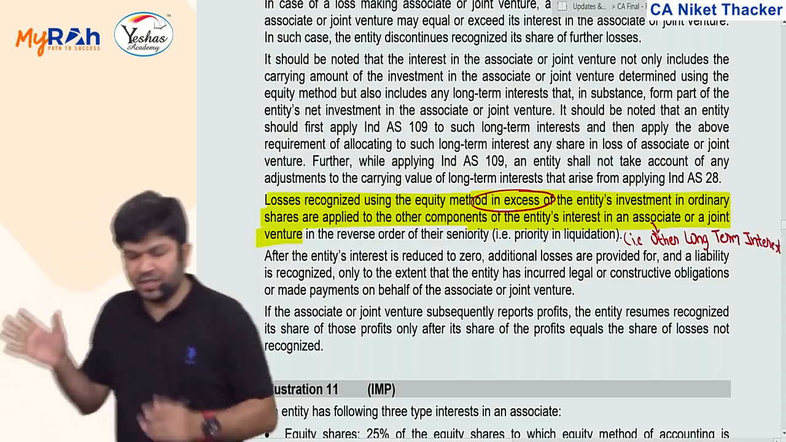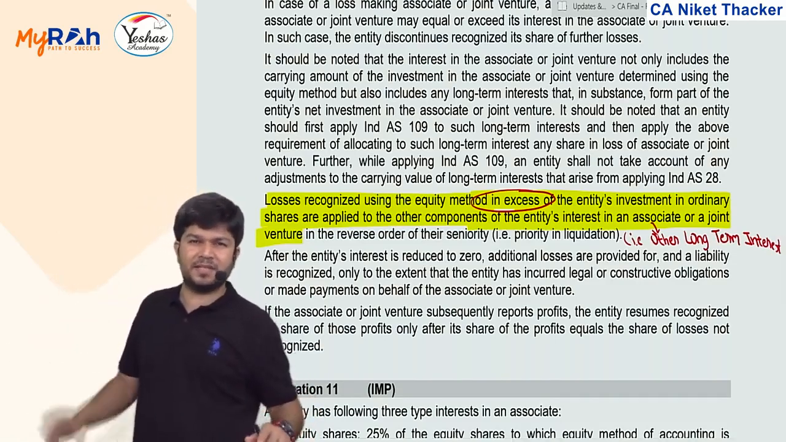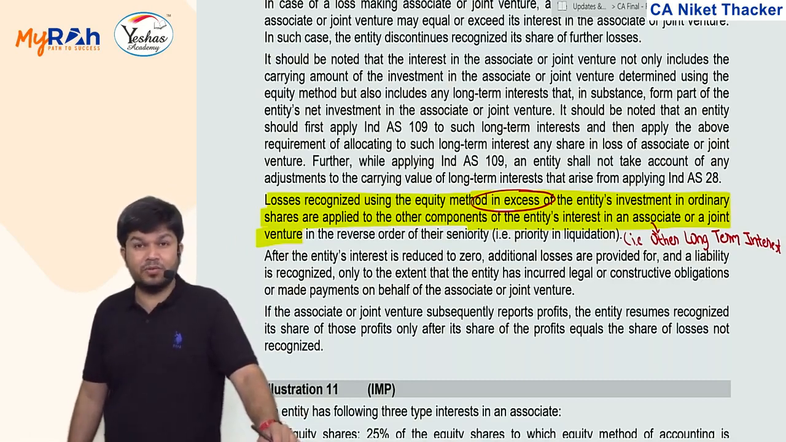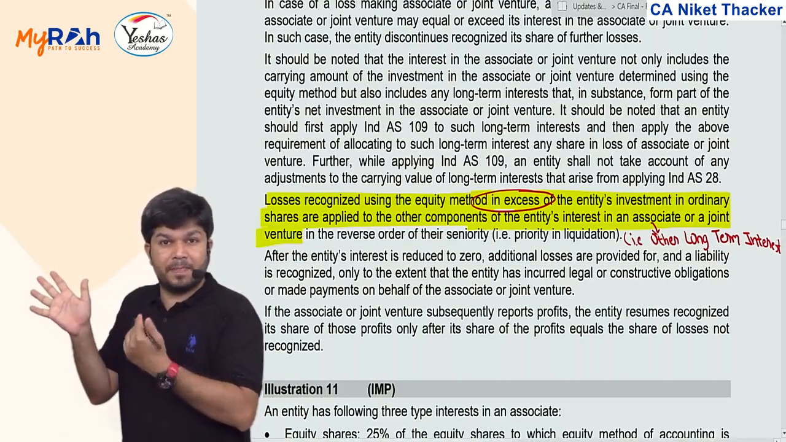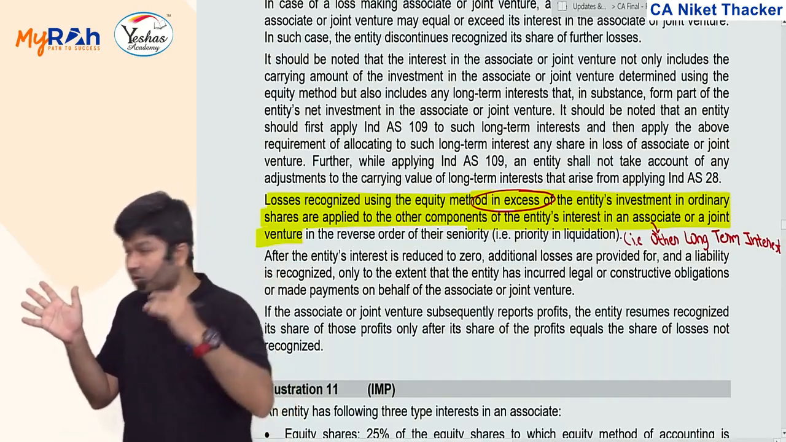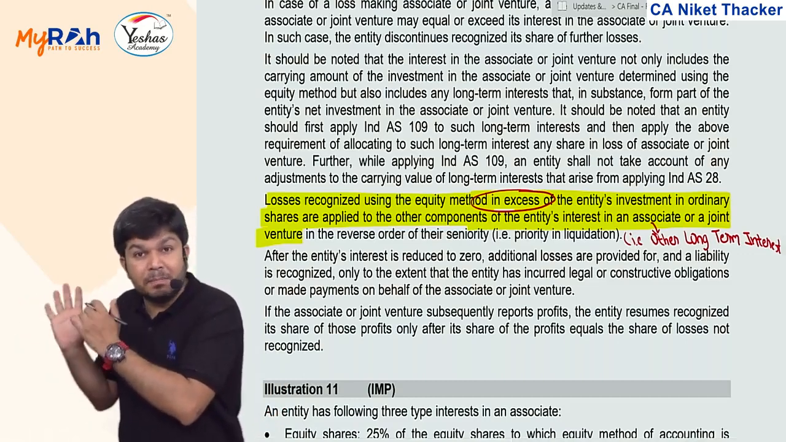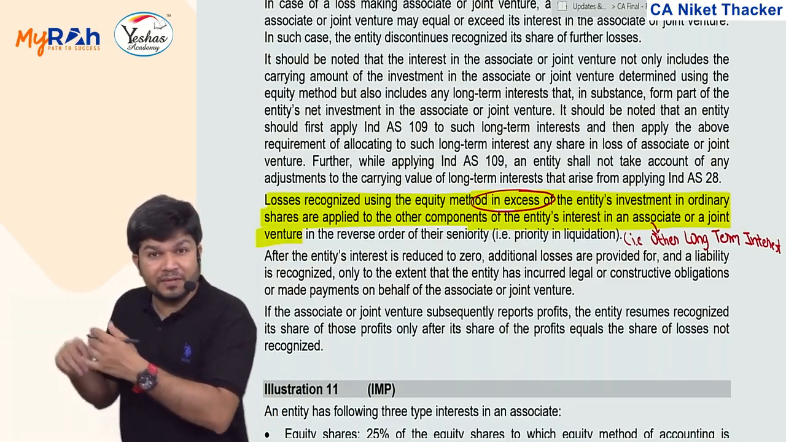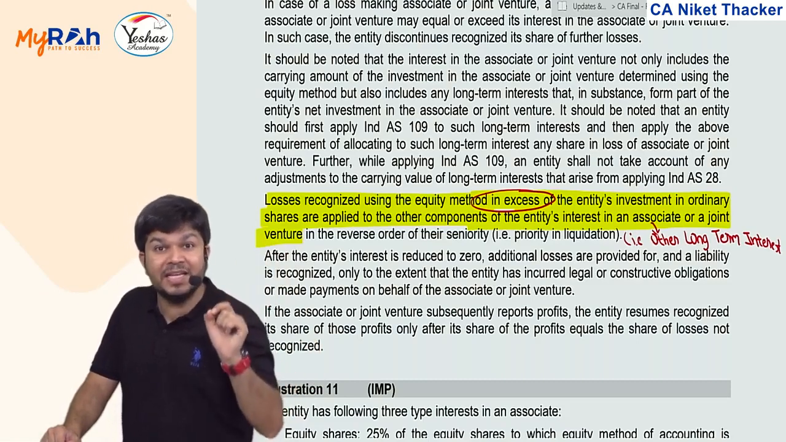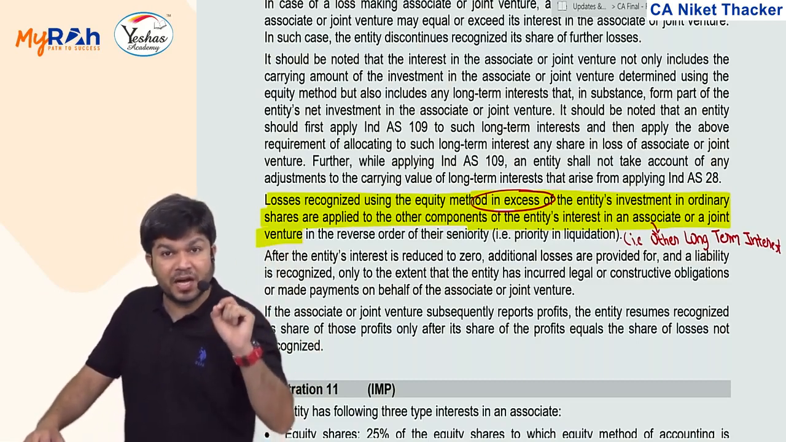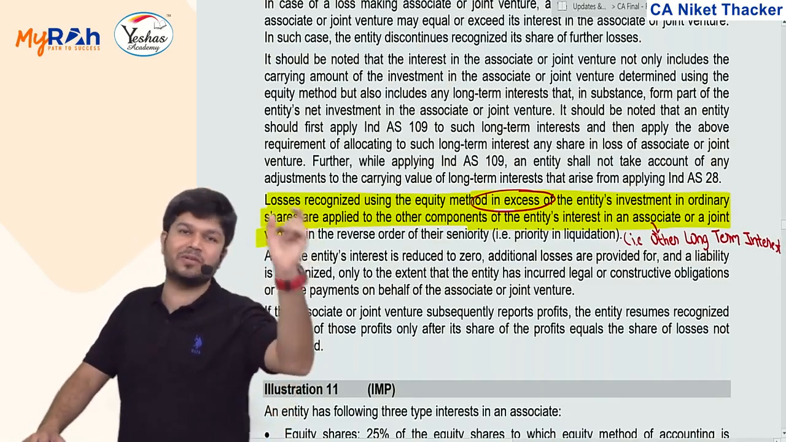So I have investment in equity share, I have investment in preference share, I have some long-term loans, everything is there. If that is the case, what to do? So investment in equity share, I am following equity method. Equity method losses I deduct. Suppose investment in equity shares becomes negative, then balance you can deduct from investment in preference shares or loans which you have given, which are in effect a net investment in associate or joint venture.